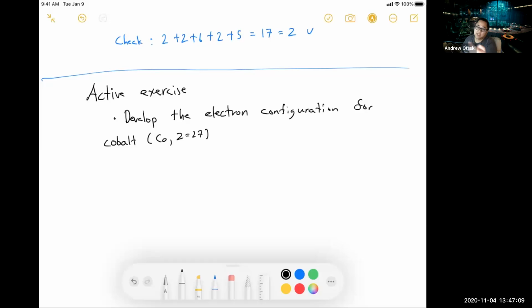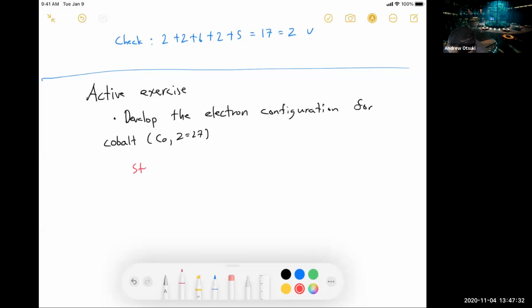So cobalt, Z equals 27. We're going to look for cobalt on our periodic table and write the electron configuration. So let's start. Have your periodic table out and look for cobalt, Co, and then follow along. Try it first and follow along with me. All right, so step 1.